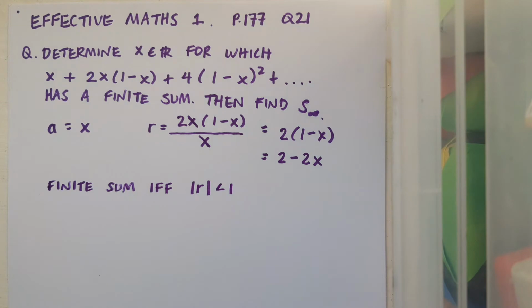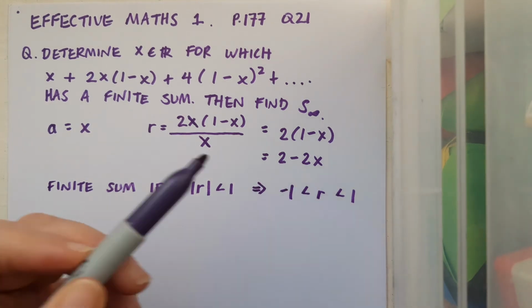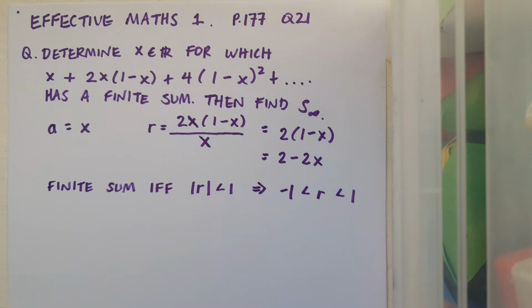Remember that we'll have a finite sum for an infinite series if and only if the absolute value of r is less than 1. I can also say this as r is between negative 1 and positive 1. So we have our r value here, 2 minus 2x, and I'm going to write that as between minus 1 and positive 1. This double inequality then can be written as two separate inequalities, and I need to solve both to find my possible values of x. If you look at the actual written question, it talks about values, plural, of x. That kind of gives us a hint we should be expecting two different solutions.